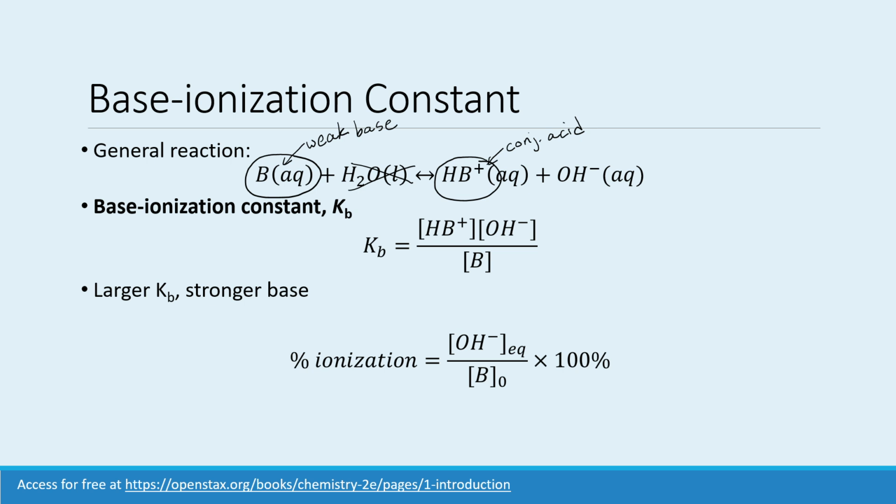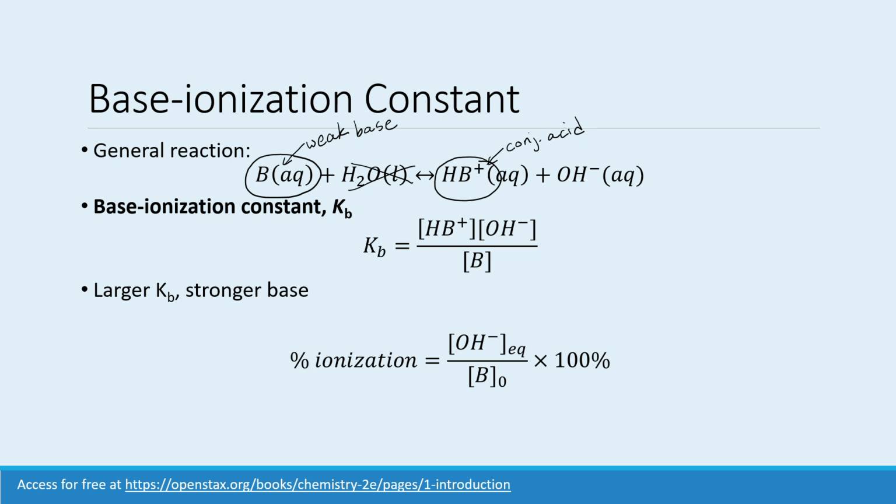And so again, the larger the Kb value, the stronger the base, because the more ionization that you have. And if we look at the percent ionization there, we're going to take the concentration of the hydroxide ions at equilibrium divided by the initial concentration of the base times 100%.